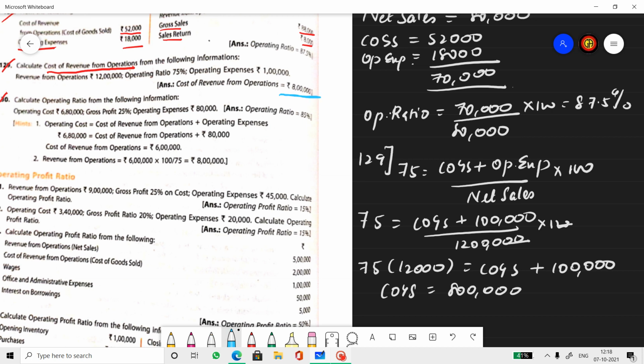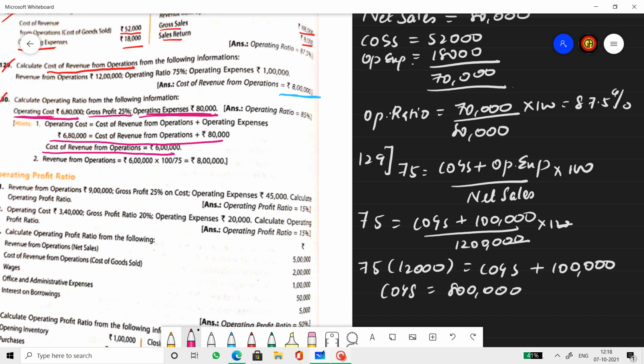Now let's go to the 130th question, and that says operating cost is 6 lakh 80, gross profit is 25%, operating expenses is 18,000. Well, when operating cost is given, which is operating expenses plus cost of goods sold, isn't it? So using these two information, I can find COGS, right? Can you see here there is a hint given? So you can definitely go through the hint and get COGS as 6 lakh rupees.